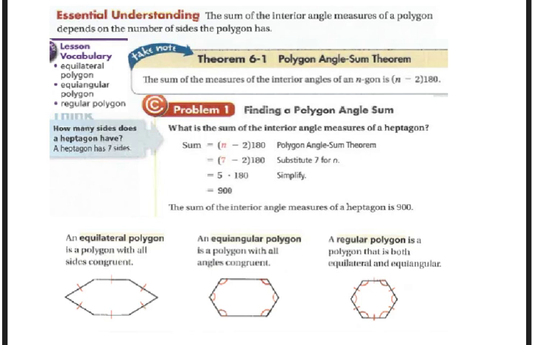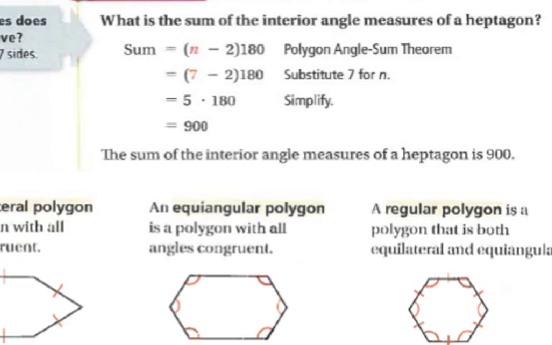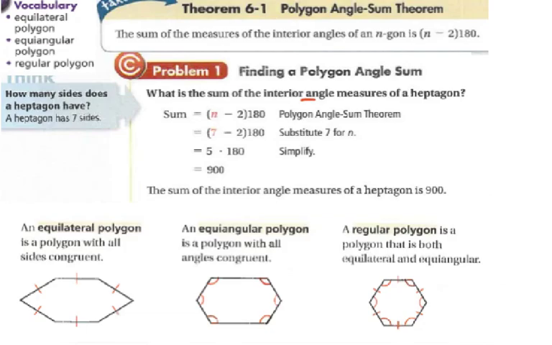We do have 3 new vocabulary words that we need to know: equilateral polygon, equiangular polygon, and regular polygon. So the polygon angle sum theorem, that's actually hard to say, says the sum of the measures of interior angles of an n-gon, meaning any number of sides, is the number of sides minus 2, times 180. So however many sides it is, you take that number, subtract 2, and then multiply it by 180.